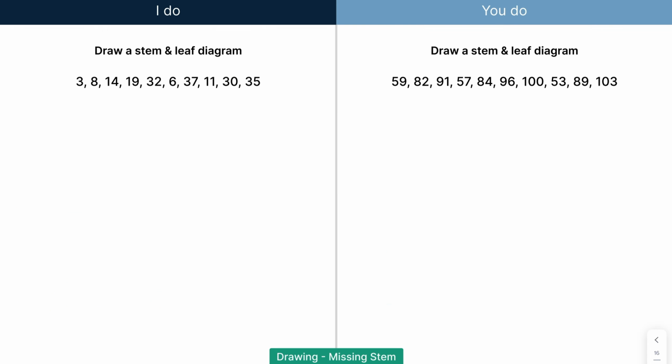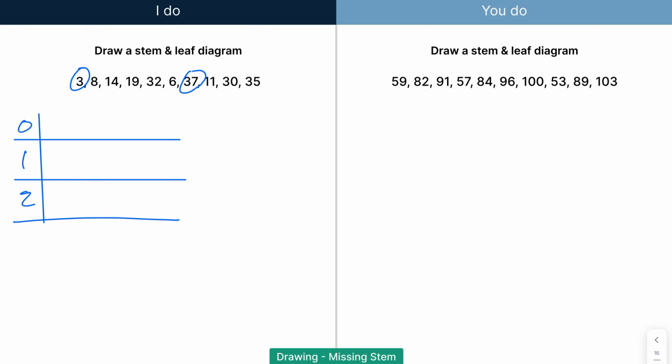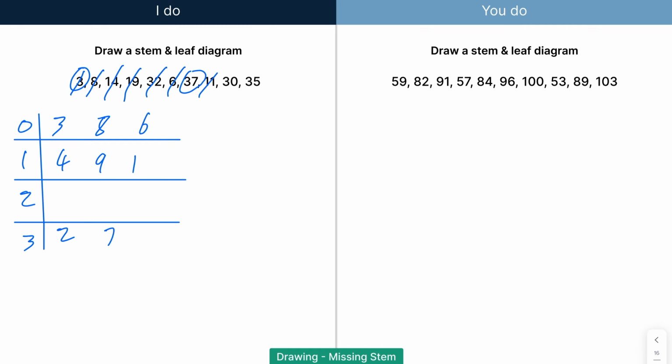So here we're looking at a case with missing stems. So sometimes a stem can have a missing number. It might not always go up evenly. And what do I mean by that? So 3 is the smallest and 37 is the biggest. So we have 0, 1, 2, and then we have 3. So we can go 3, and then we can go 8, and then we can go 14, 19, 32, 6, 37, 11, 30, and 35.